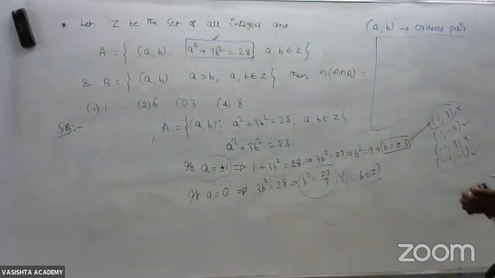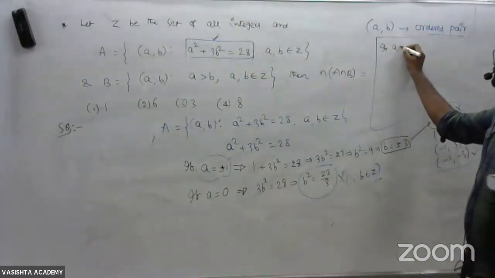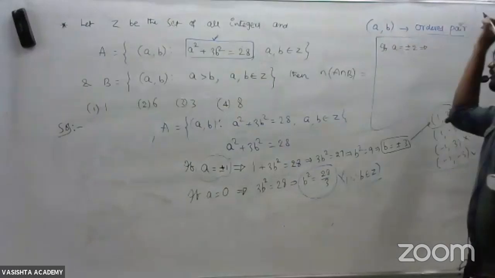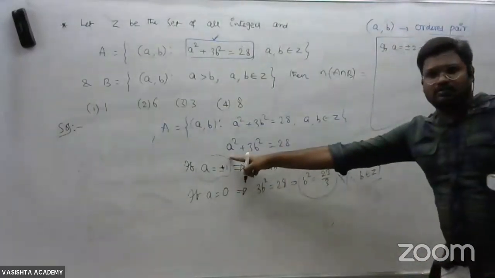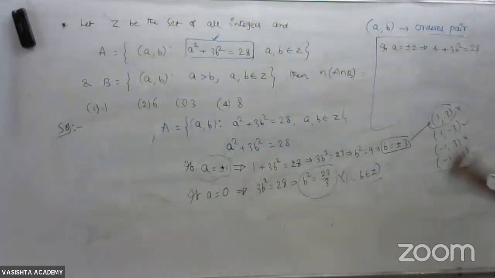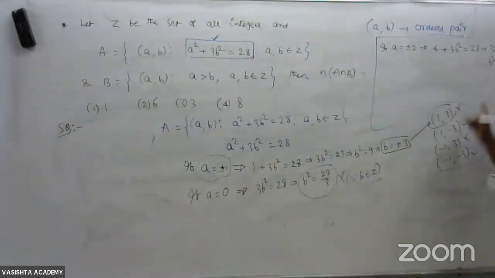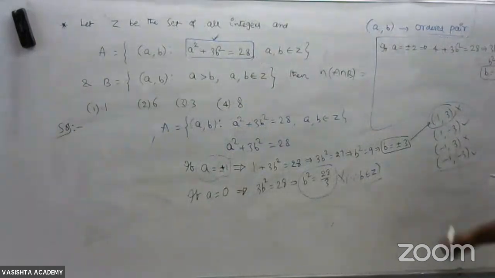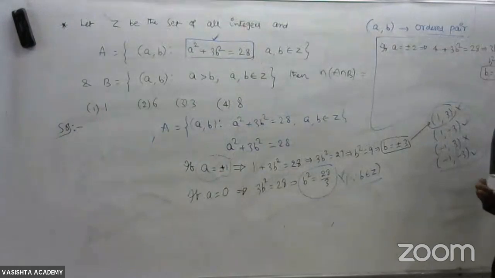If you take a equal to plus or minus 2, what will be this one? 4, plus or minus 2 whole square. 4 plus 3b square equal to 28. Now 3b square equal to 24. b square equal to 8. Now if b square equal to 8, what is the b value? Plus or minus root 8. What is root 8? 2 root 2. Is it correct? Root 8 is 2 root 2. Again 2 root 2 is not an integer. So this is also not possible.